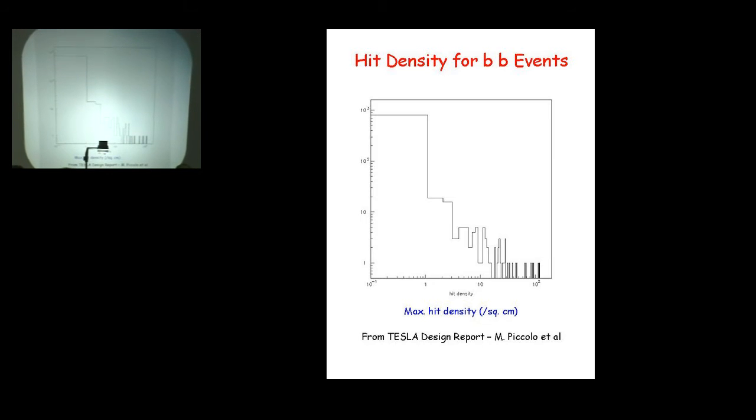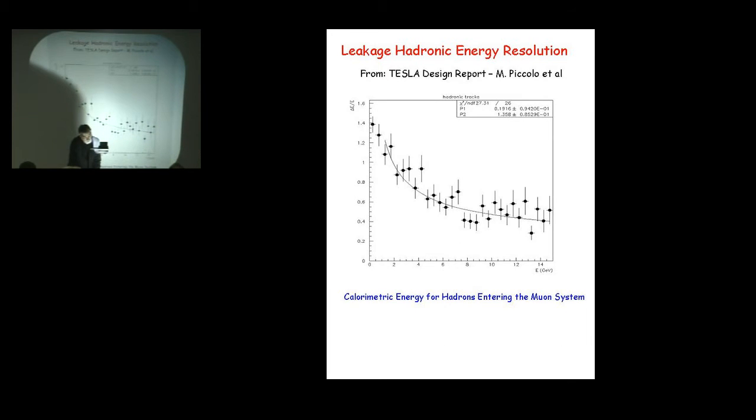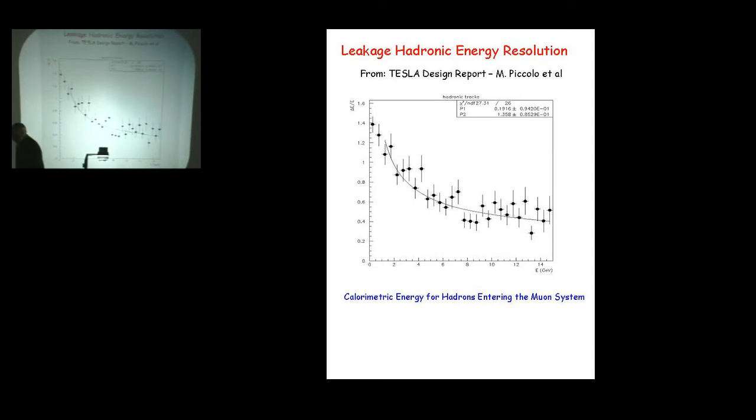Occasionally you get more than 10 hits per square centimeter. This is the case where hadrons leak into the muon system. The efficiency is good. I don't think I'm going to show you that. If you use a number of hits algorithm to indicate the hadronic energy, you can determine the resolution of the calorimeter. The resolution of the muon system when used as calorimeter is given here. It turns out to be 135% over the root of E with a 20% roughly constant term. That's right, isn't it? Yes.